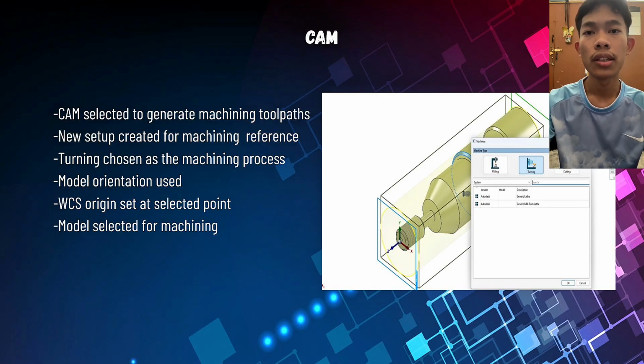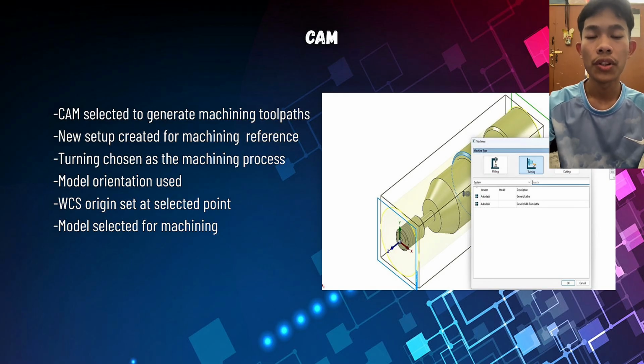Next, the work coordinate system, or WCS, was set at the selected reference point to define the machining origin. Finally, the model was selected to proceed with toolpath generation for the machine operation.